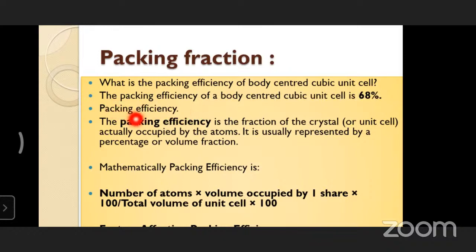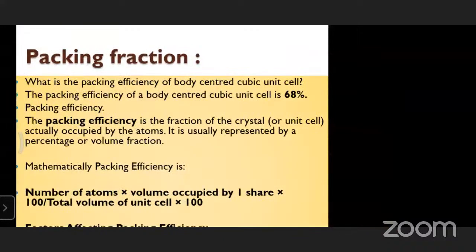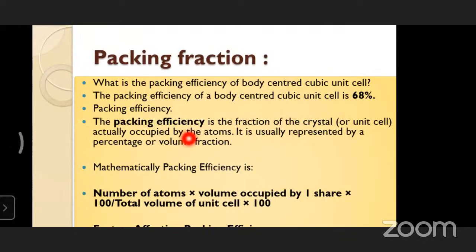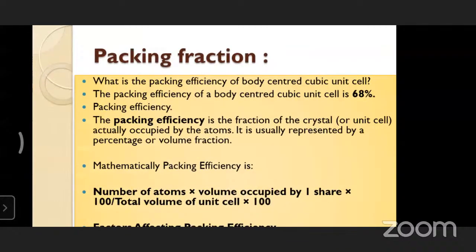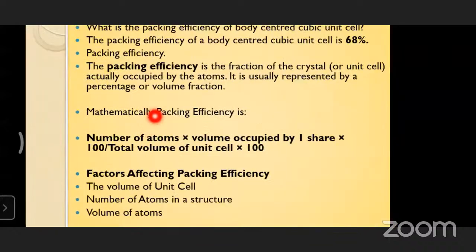So we'll go with the definition of packing efficiency. The packing efficiency is the fraction of the crystal actually occupied by the atoms, and it is usually represented by a percentage or a volume fraction. That is, the number of atoms, molecules, or ions occupied in the given unit cell of the crystal. How do we represent this in percentage or volume fraction? Mathematically, by using this formula.